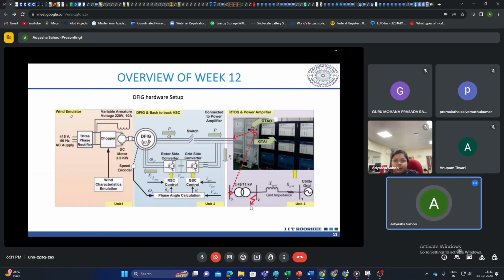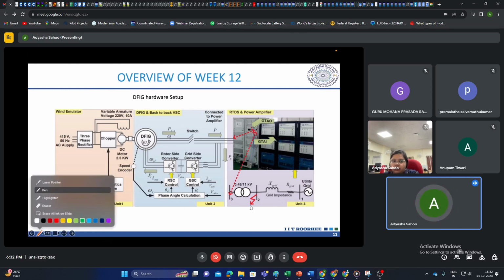So here you can see the total schematic diagram as we were seeing. Firstly, we have this wind emulator. To emulate the characteristics of a wind, we are doing this through the chopper control of this motor. Through this chopper control, we can vary the speed of this motor like your wind, basically to emulate the characteristics of a wind in a lab setup.